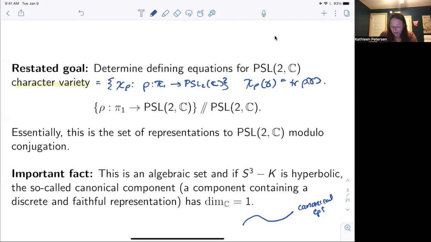which is one that has the character, say chi rho naught, of a discrete and faithful representation. This is a representation that corresponds to this lovely complete structure. So any such component has complex dimension 1. These are complex algebraic sets. And this is a fact that we're going to use in constructing our algorithm.